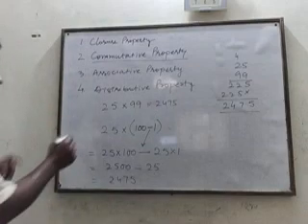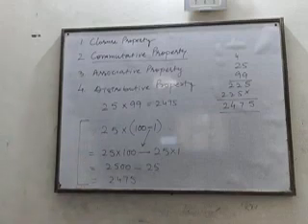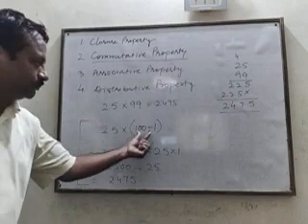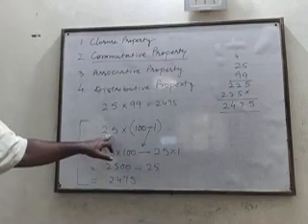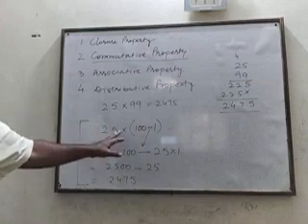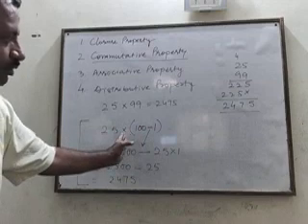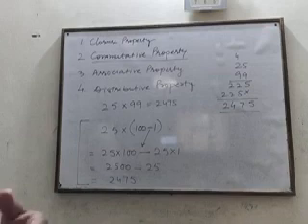So this is called distributive property. When we distribute a number and then multiply, this is called distributive property of multiplication over subtraction.